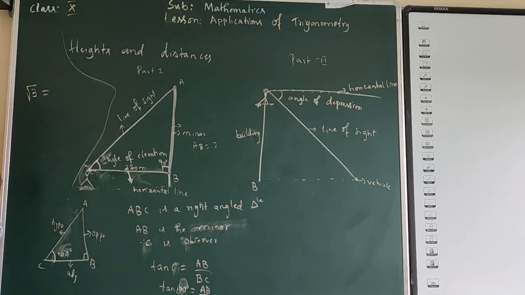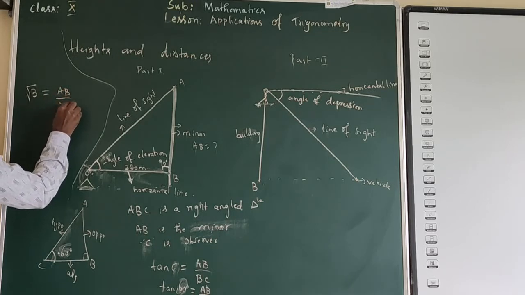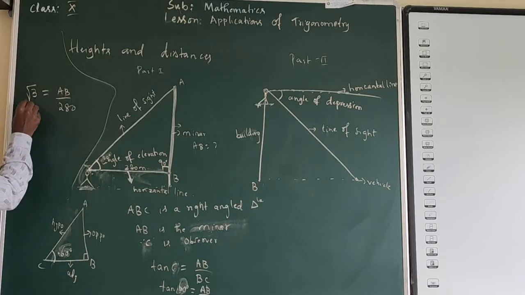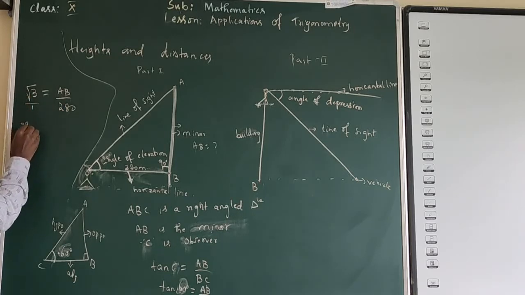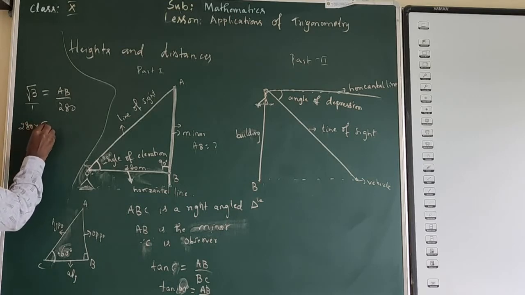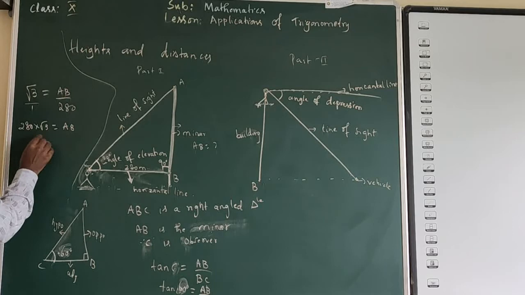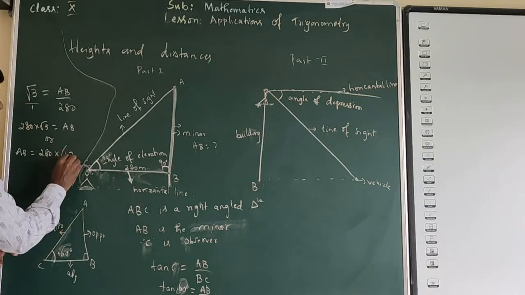Substitute on the LHS: AB divided by 280 equals root 3. Now I can cross multiply. So AB is equal to 280 into root 3.